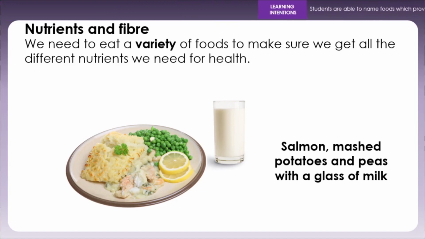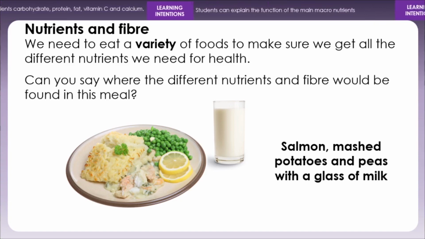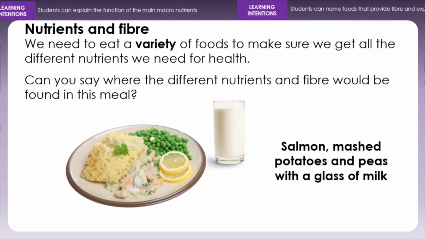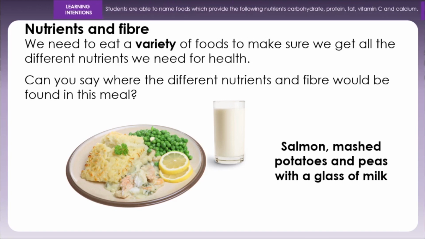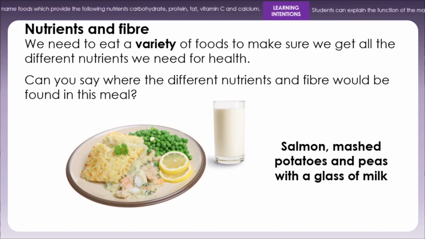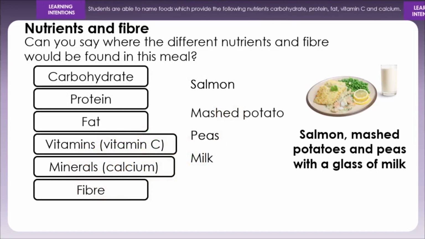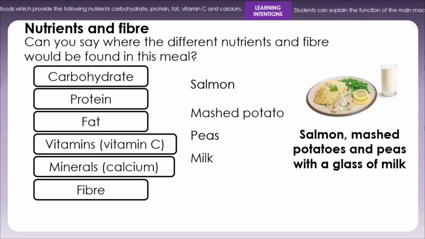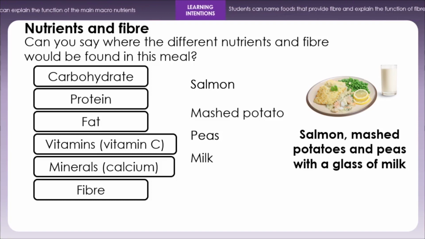Now, with nutrients and fibre, we need to eat a variety of foods to make sure that we get all the different nutrients we need for health. Can you say where the different nutrients and fibre would be found in this meal? So we have salmon, mashed potatoes, peas with a glass of milk. So where would we find the carbohydrates in that meal? Where would we find the protein? Where would we find the fat? Where would we find the vitamin C? Where would the mineral calcium be? And would there be any fibre?